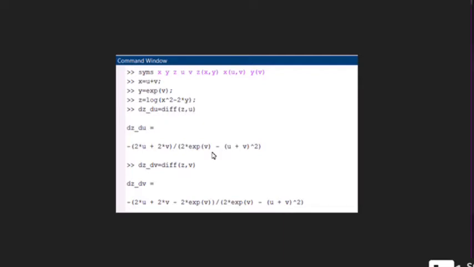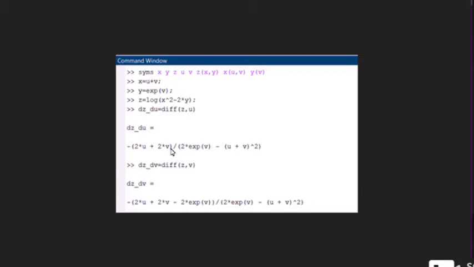In the manual calculation, we get the answer 2x per x power of 2 minus 2y. So this 2u plus 2v is actually 2x. The 2 multiplied by exponential v is actually 2y, and this is x power of 2. So the answer is the same as the manual calculation.